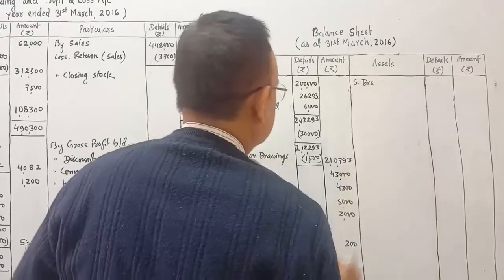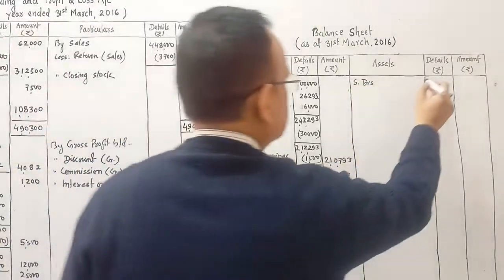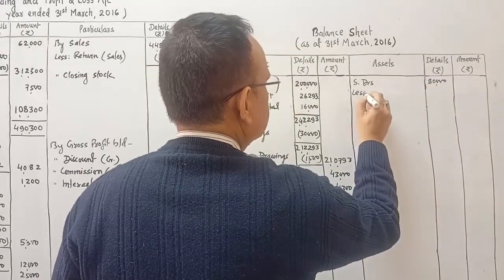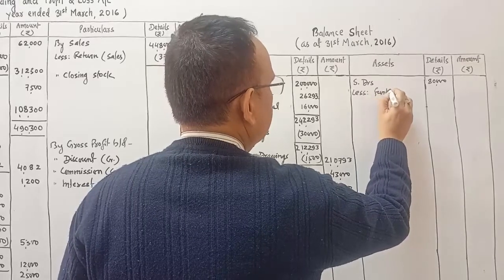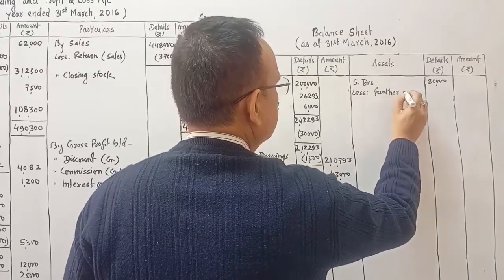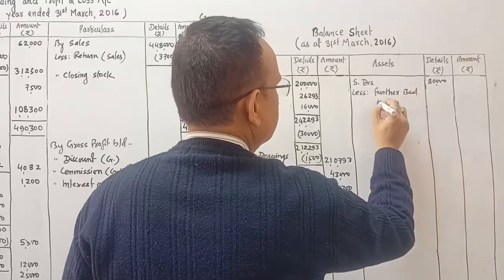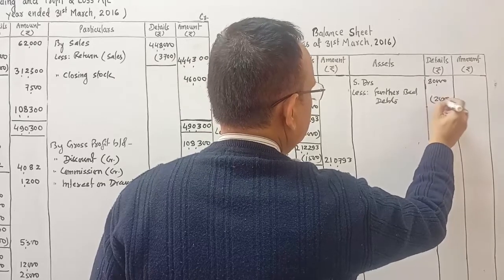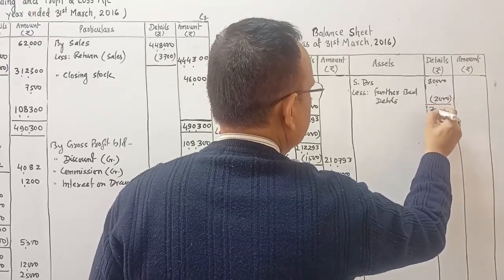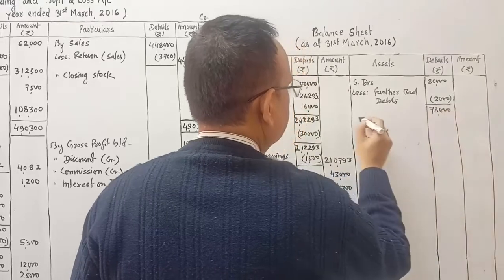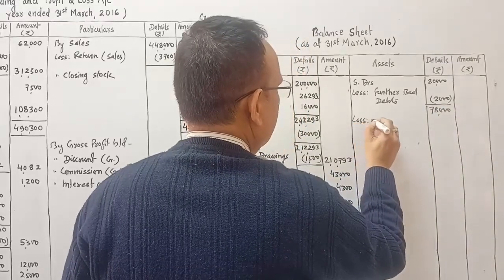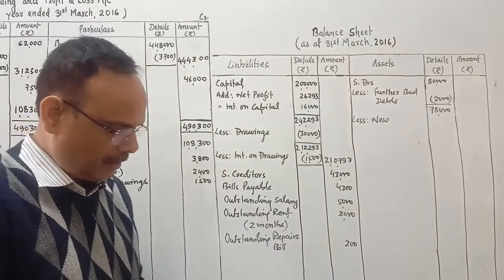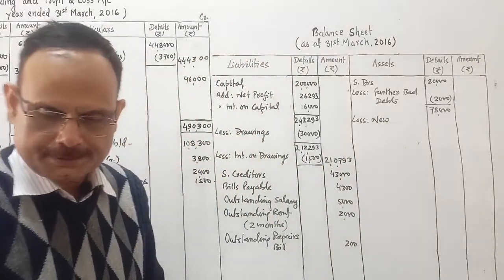Sundry debtors given in the trial balance is 80,000, less further bad debts. Further means additional bad debts, which is given in the adjustment, is 2,000. Deducted, so it is 78,000. Thereafter we will deduct new provision for bad and doubtful debts.